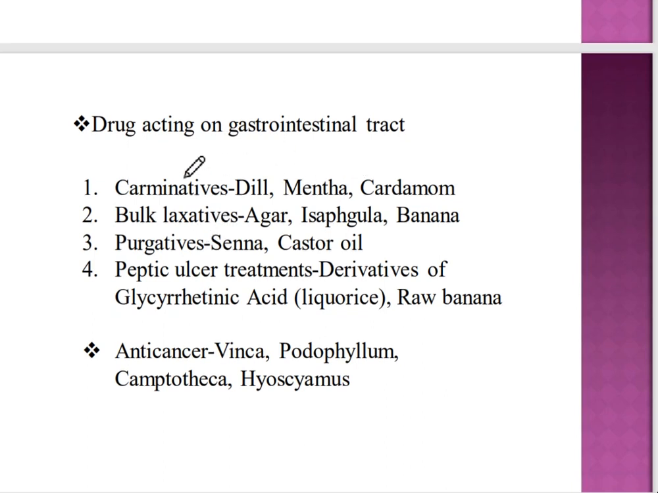Similarly, you have drugs acting in these classes. Carminatives, which include dill, mentha, cardamom. Bulk laxatives, you have agar, isabgol, banana. Purgatives, you have senna and castor oil. Peptic ulcer treatments, you have derivatives of glycyrrhizic acid, that is licorice, and raw banana. Anti-cancer, as I said, you have Vinca, Podophyllum, Catharanthus, and Hyoscyamus.